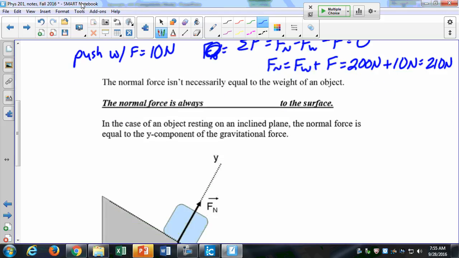Okay, so also the normal force is always perpendicular to the surface.